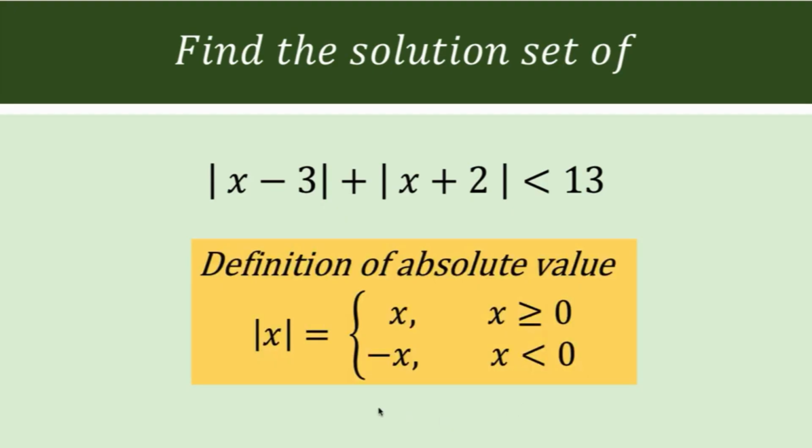Let's recall that by definition, the absolute value of x is equal to this piecewise function, where the first piece is x whenever x is greater than or equal to 0, or the absolute value of x is equal to the negative of x if x is less than 0. So in this given double absolute value inequality, we are going to apply this piecewise definition for every absolute value, and that will result in 4 cases.